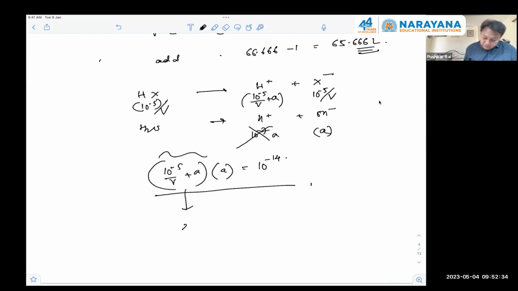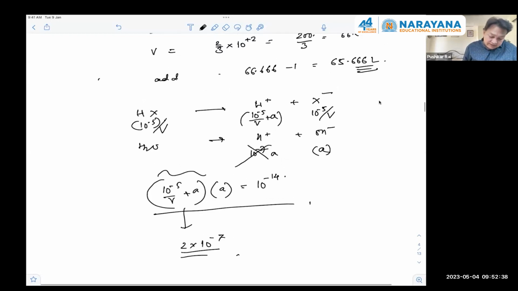This value is given as 2 into 10 to the power minus 7. You can also solve it like this, and I think this is going to give you much more feel. Do you agree, Avinash? Yes. The second method which I have solved is going to give you much more feeling of what is happening.